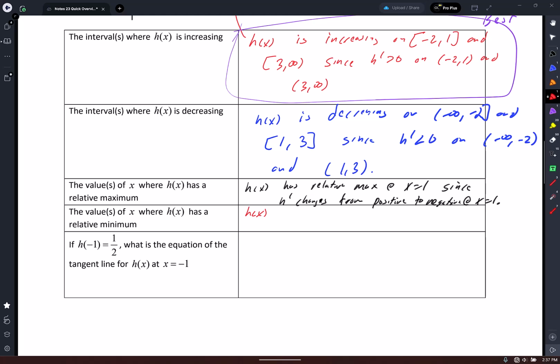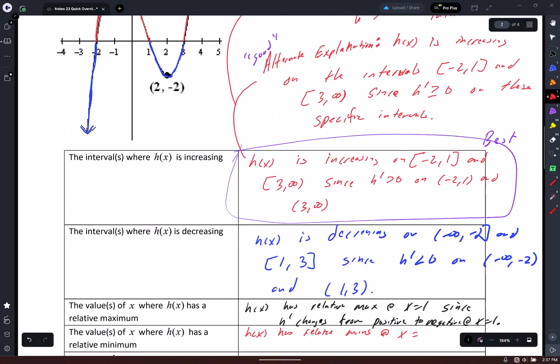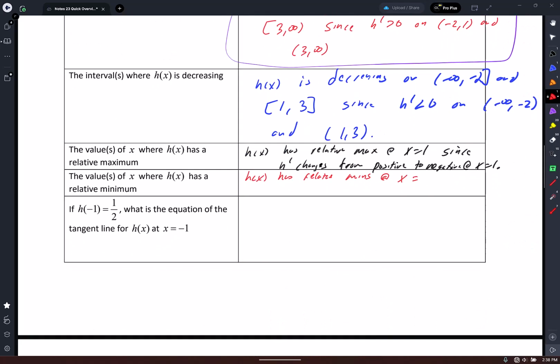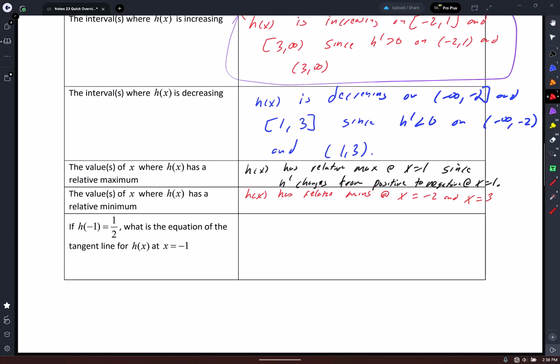So h of x has relative mins at x equals negative 2 and x equals 3 since h prime changes from negative to positive at those x values. This time I spelled out at those specific x values. Make sure you put the word specific.